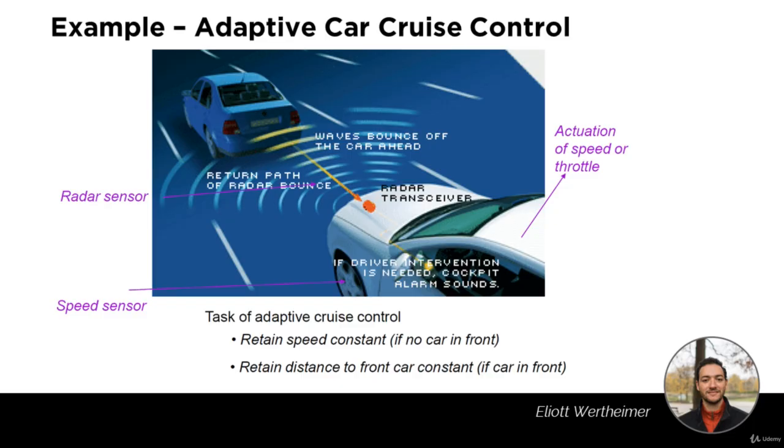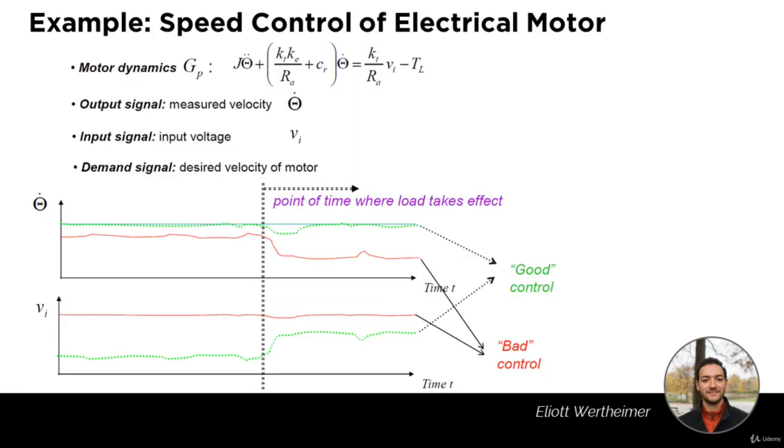So in the end, the tasks of adaptive cruise control are first to retain a constant speed if there is no car in front, and second, to retain a constant distance to the car that is in front of it, if there is a car in front.